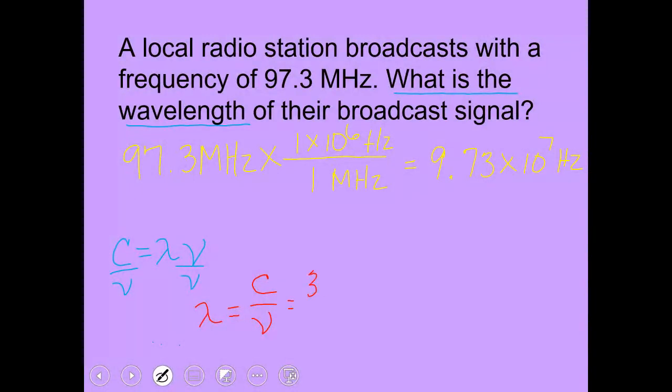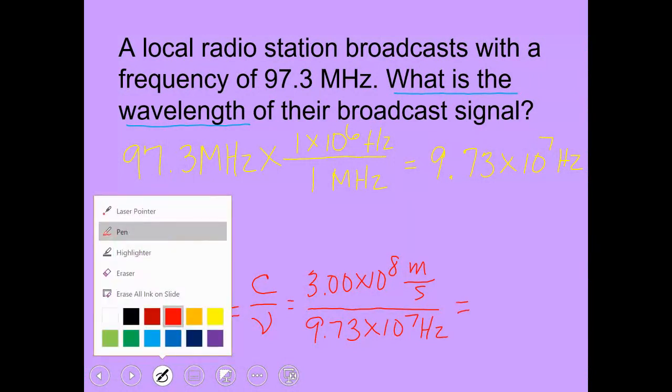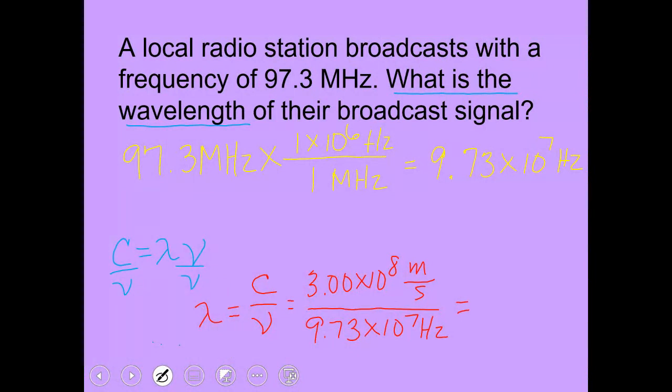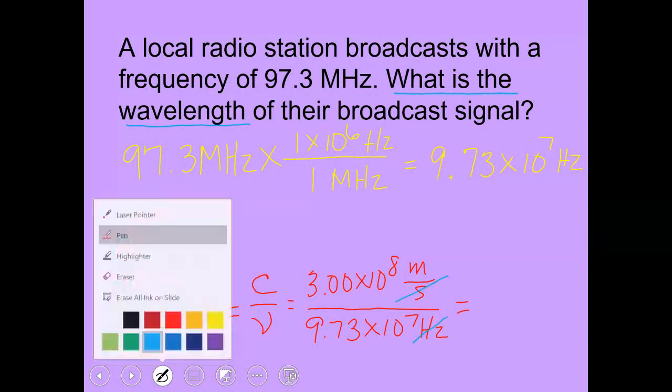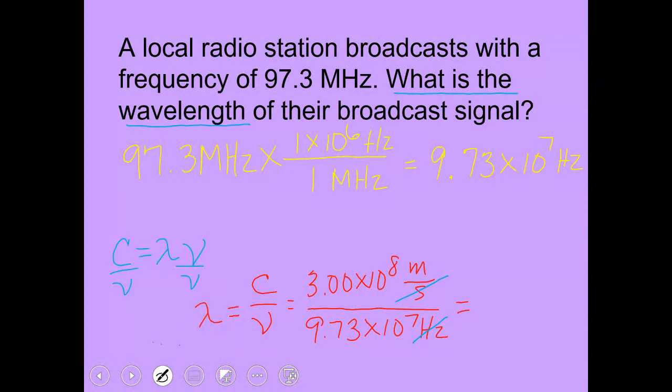Again, C is 3.00 times 10 to the 8th, because that's the speed of light and it's a constant. The frequency we just figured out is 9.73 times 10 to the 7 hertz. And we plug those in to do our division. Now, the per second and the hertz cancel, because remember, hertz and per second are the same thing. We plug this into our calculator, 3 times 10 to the 8th and 9.73 times 10 to the 7th. We divide, and I'm going to keep 3 sig figs again.